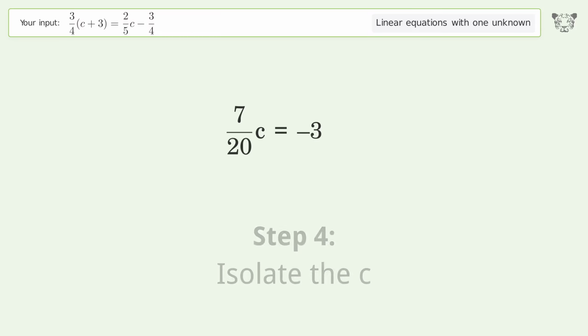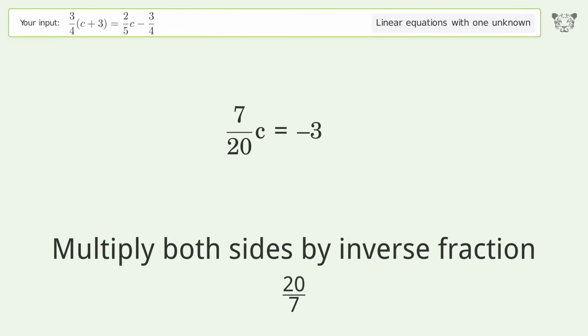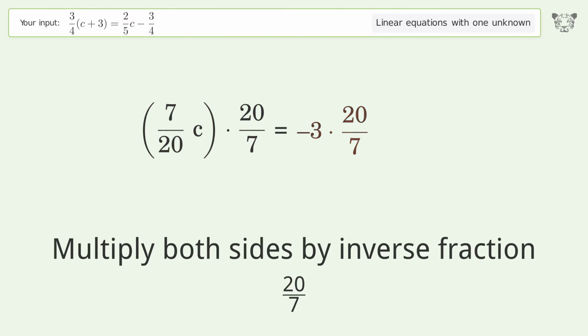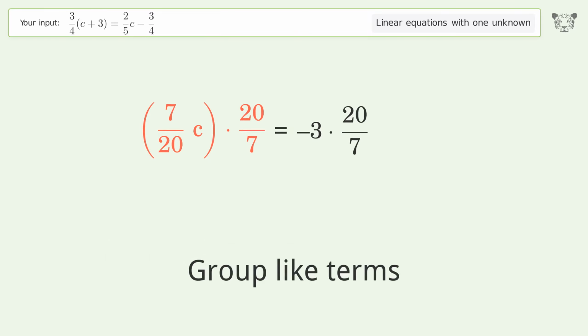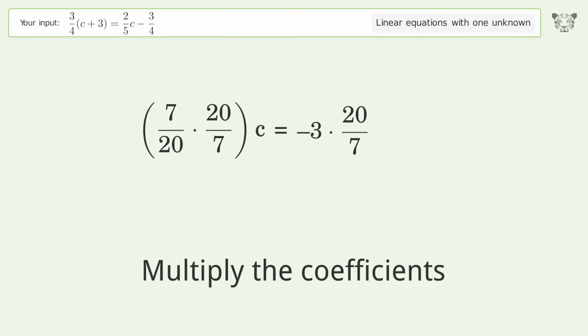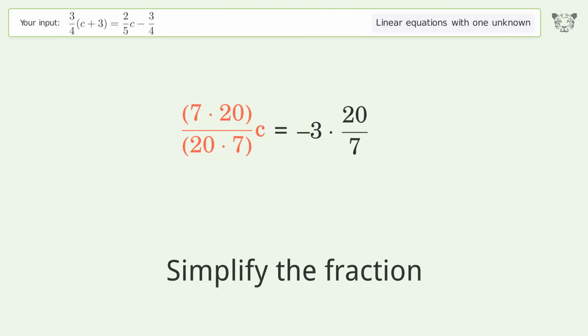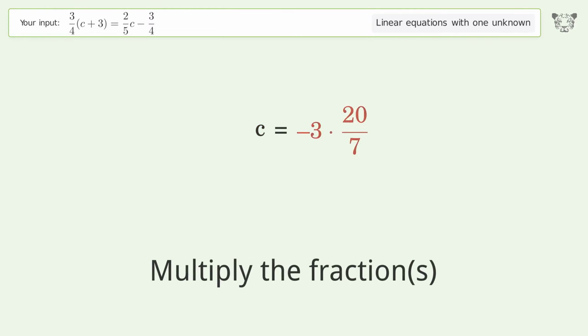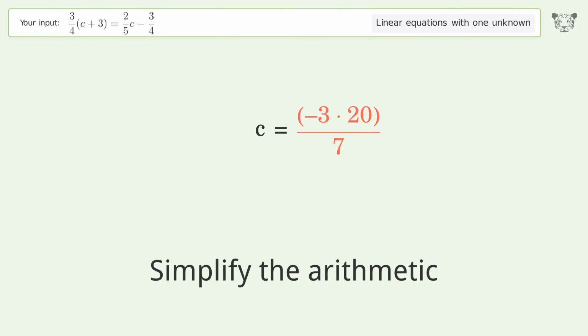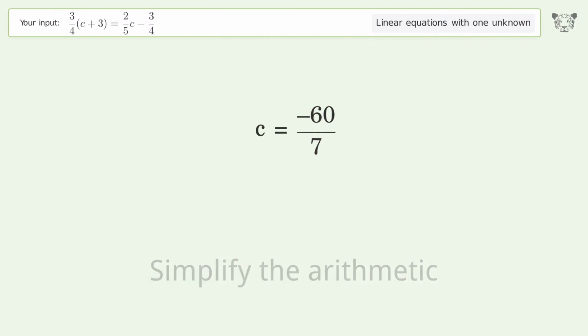Isolate the c. Multiply both sides by inverse fraction 20/7. Group like terms. Multiply the coefficients. Simplify the fraction. Multiply the fractions. Simplify the arithmetic. And so the final result is c equals -60/7.